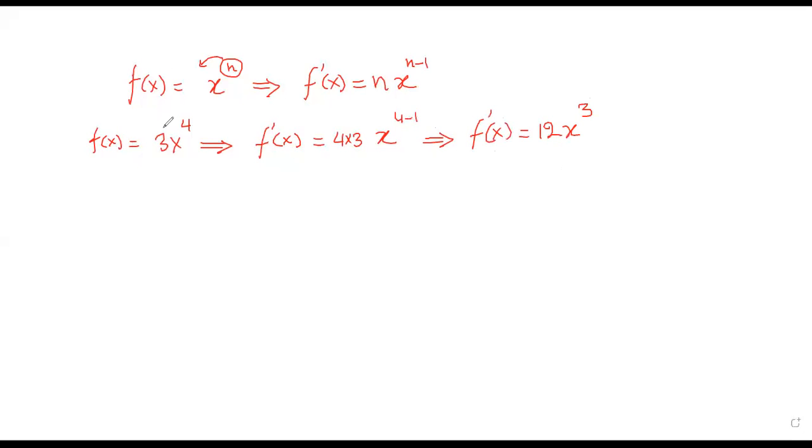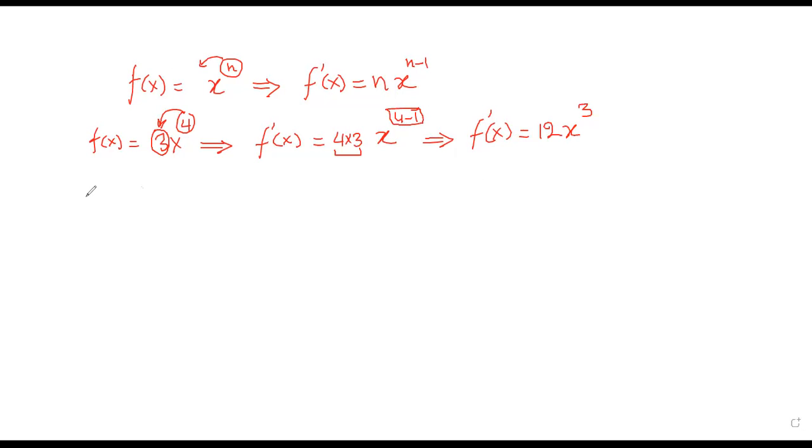This simple thing we call differentiation: when the power comes down, we multiply it by the coefficient of x. We multiply the power by the number 3, and we subtract 1 from the power. This mechanism, this process, is called differentiation.